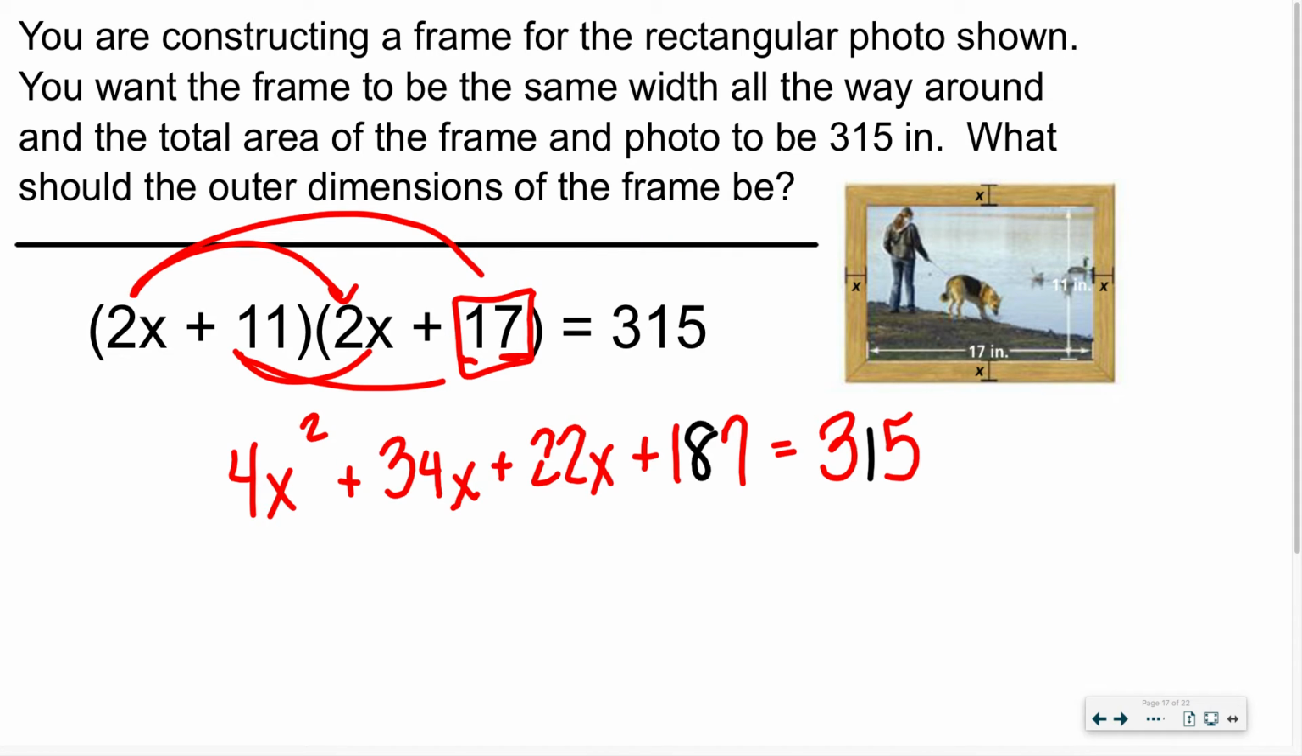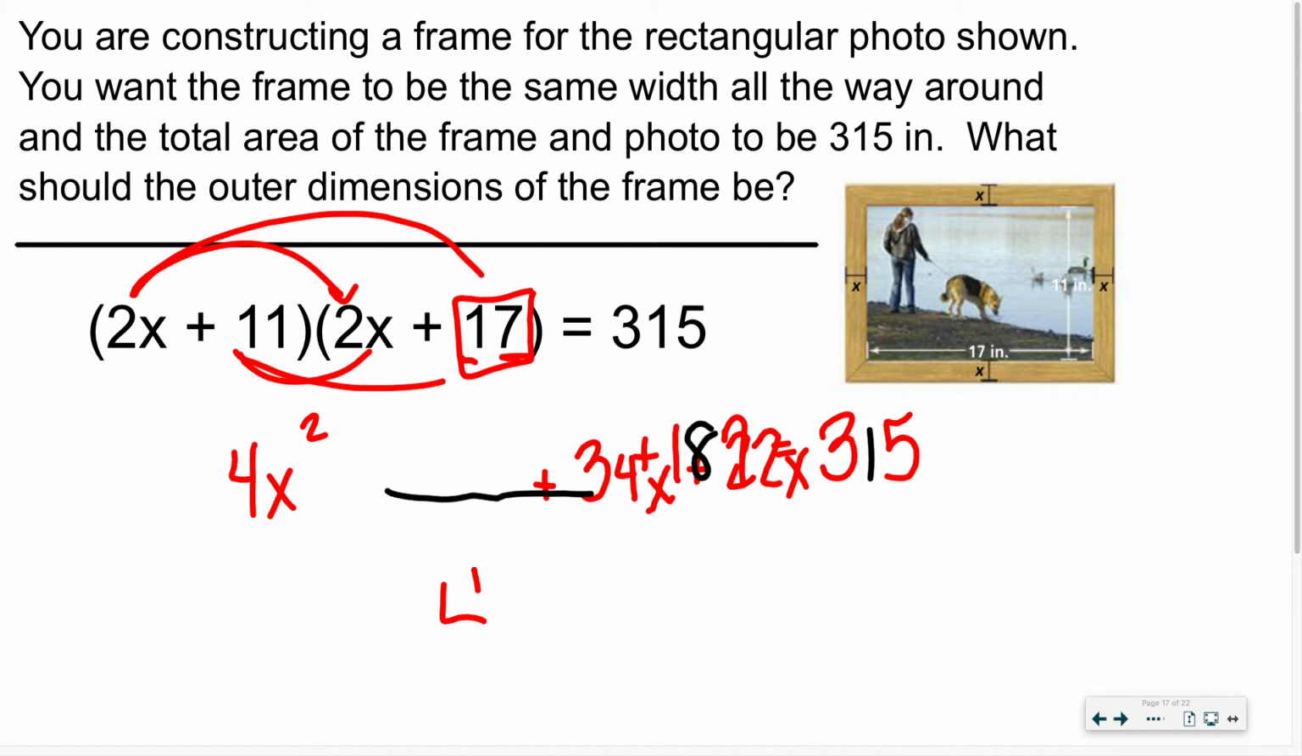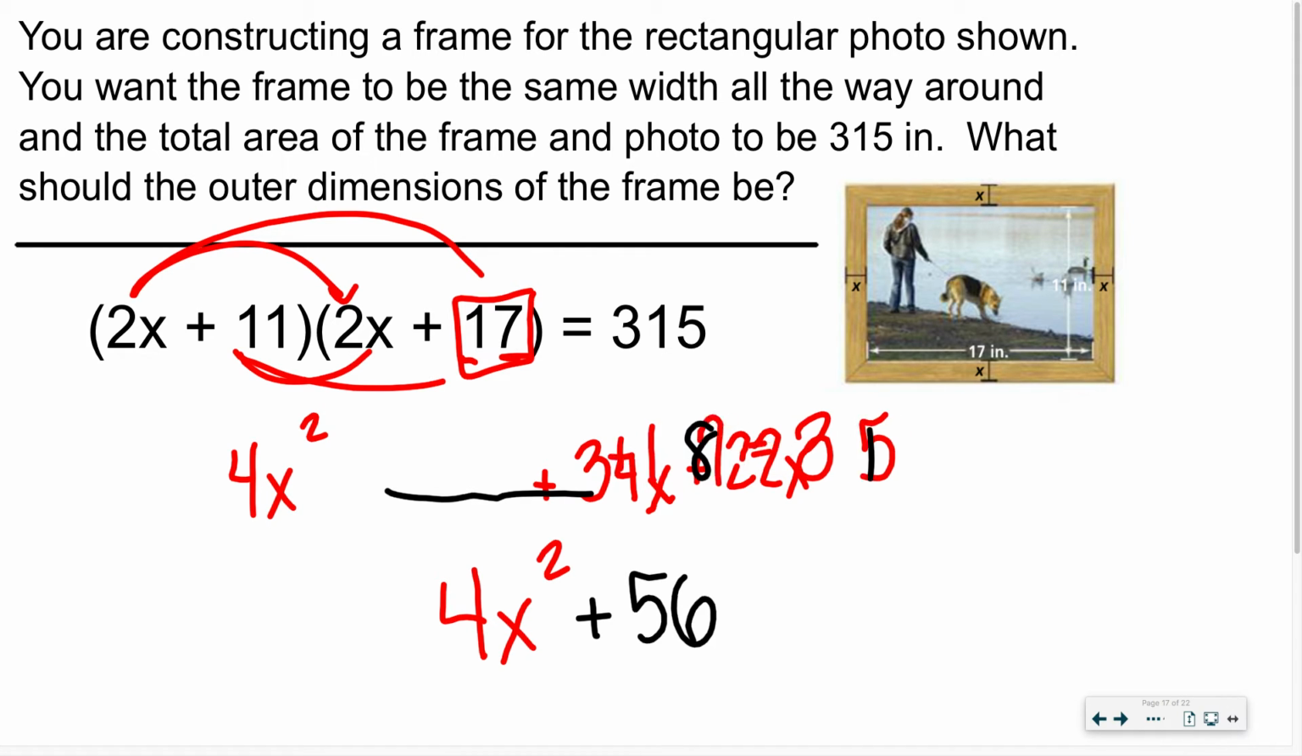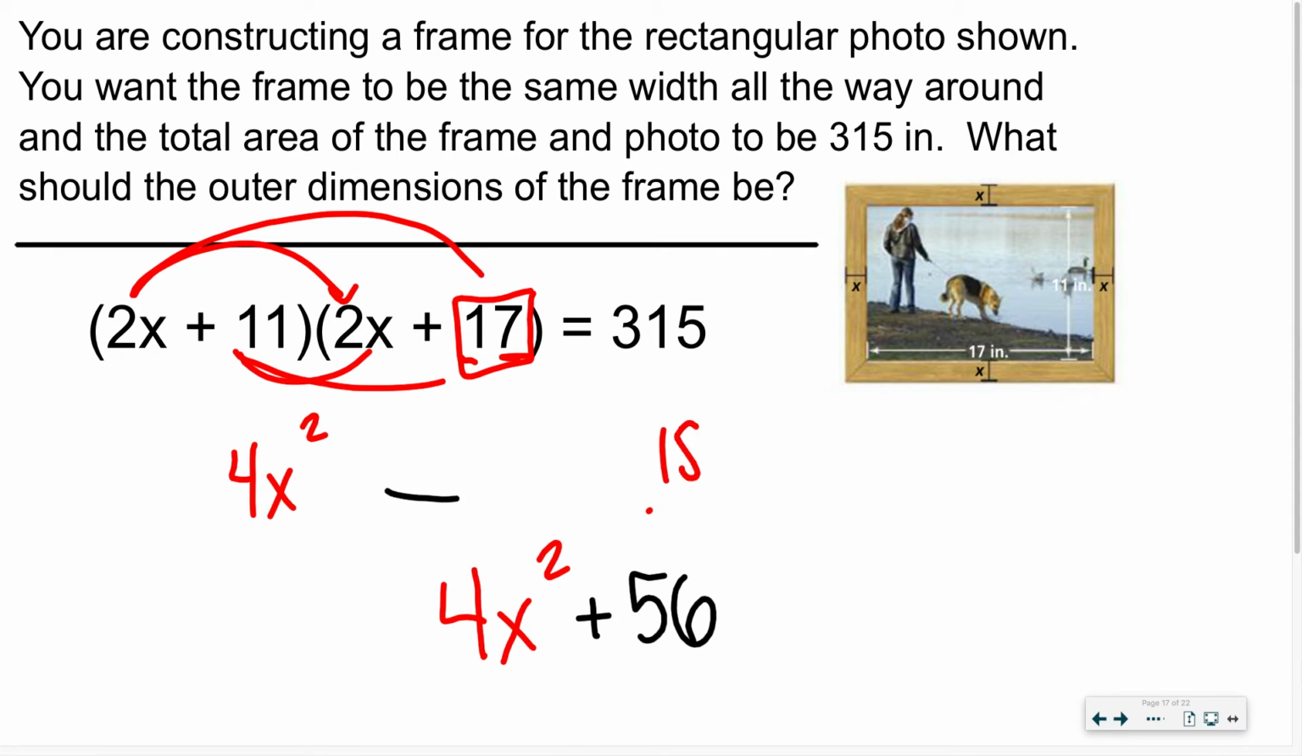Am I simplified here? No. What can I do to simplify that equation? I can add my like terms. Yeah. How many x's do I have? 56. Okay, I'm just gonna rewrite it because I just moved everything. 4x squared plus 56x plus 187. If I subtract the 315 because I want it to equal 0, what's 187 minus 315?